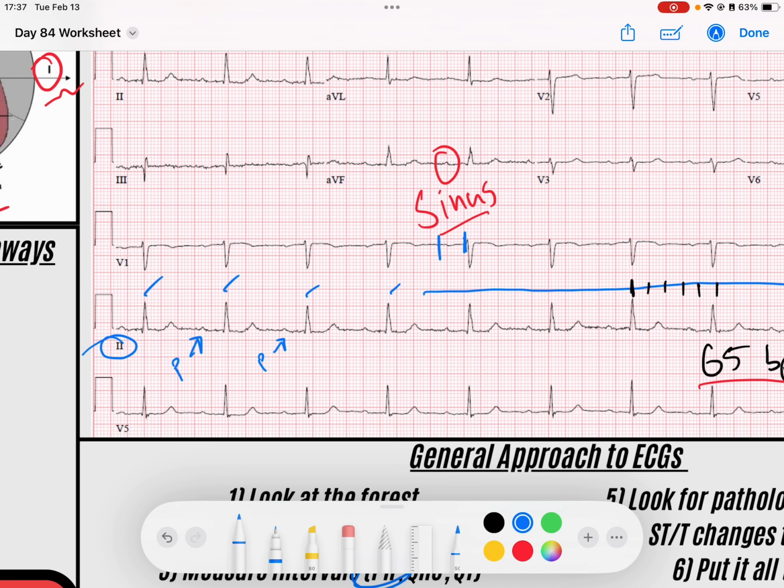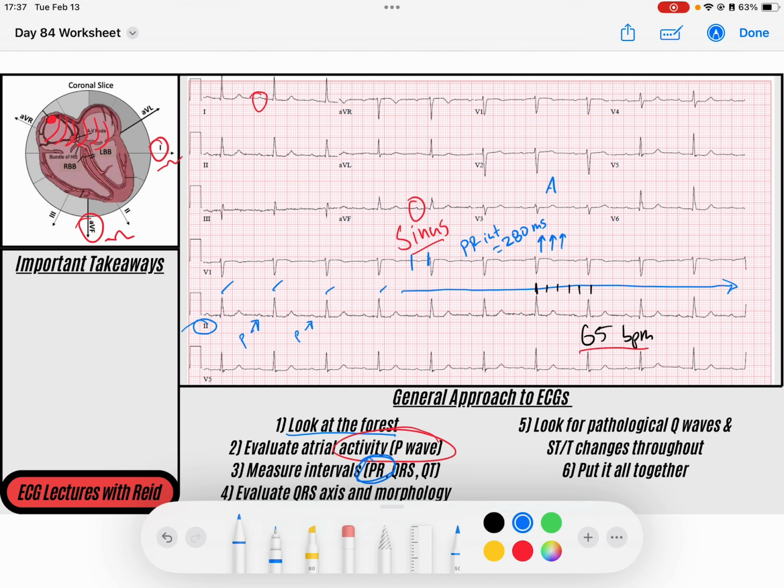That's too long. Usually you want it to be within 200 milliseconds. So we've got a prolonged PR interval, so we have evidence of an AV block. Now we need to figure out what type of AV block this is, right? You can't just assume, oh, this is a first degree AV block, right?